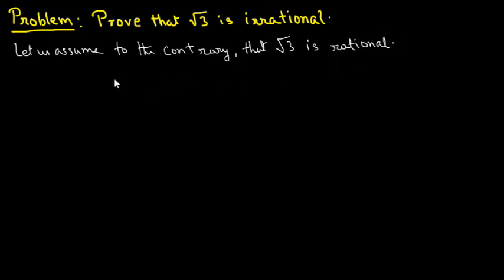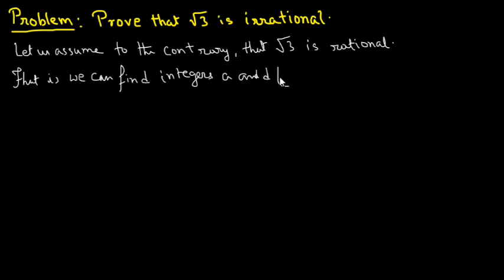That is, we can find integers a and b not equal to 0 such that root 3 is equal to a upon b.